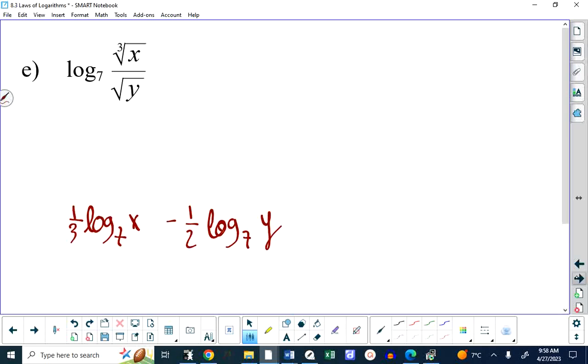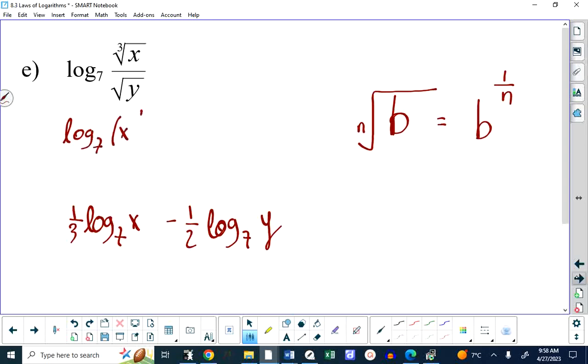Okay, and you do need to know something here, that a base, I'll use b for base, taken as a root, nth root, is that base raised to the reciprocal of the index of the root. So a cube root is equivalent to taking that radicand and raising it to the third, which means this is log base 7 of x to the third minus, because we're dividing in the argument, minus log base 7 of y to the half. Okay, so you swing the exponents down and we're done. It's not difficult.